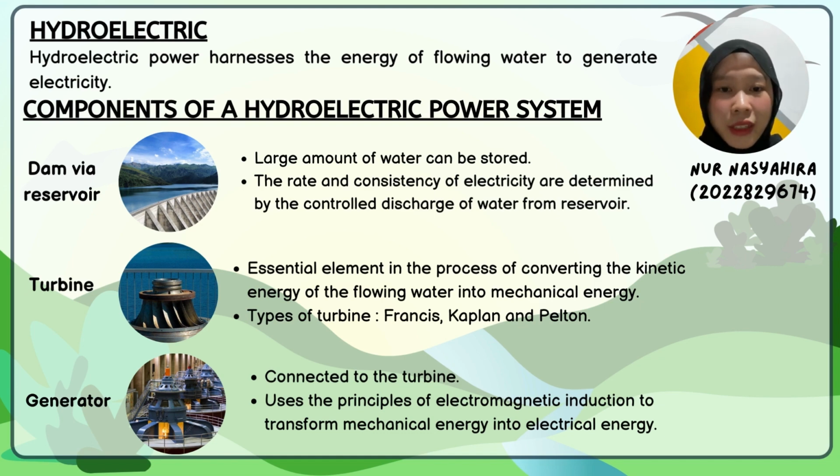Next, turbine. Turbine is an essential element in the process of converting the kinetic energy of the flowing water into mechanical energy. Types of turbine that we have are Francis, Kaplan, and Pelton. The third component is generator. The generator is connected to the turbine. It uses the principle of electromagnetic induction to transform mechanical energy into electrical energy.